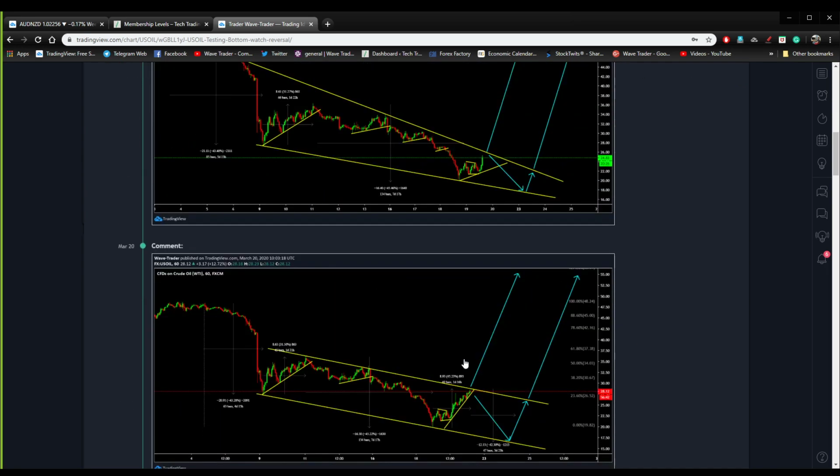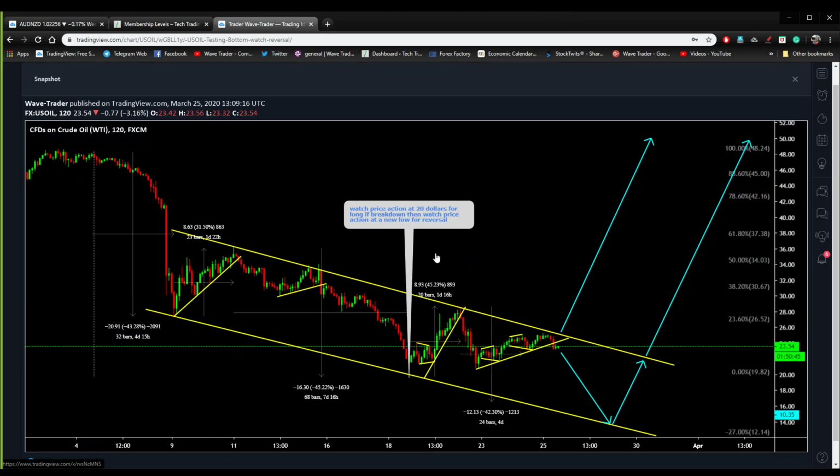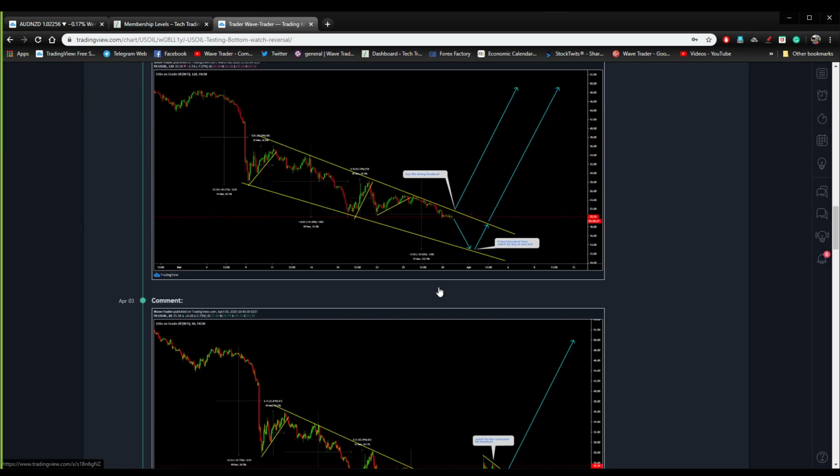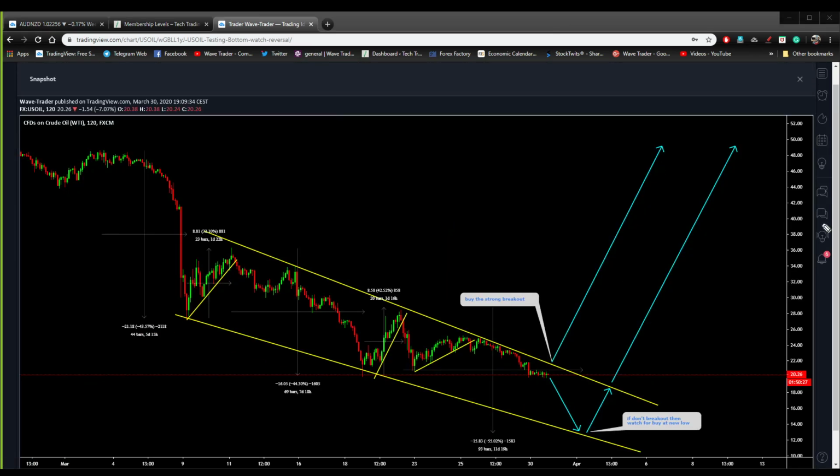Hopefully you got the trade from the 20. Last week I was telling you to watch price action at $20 for long. If breakdown, then watch price action at the new low. So we have seen a recent new low at 19 something cents, right? So hopefully you got the trade. And as said last week, price was struggling.